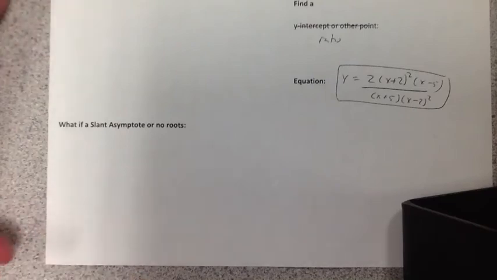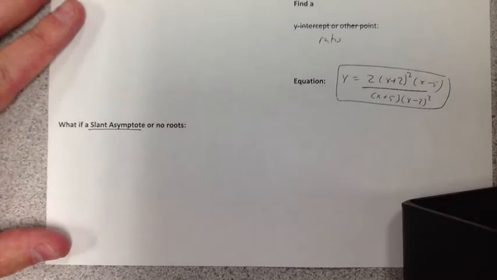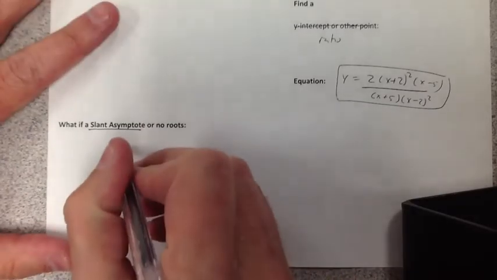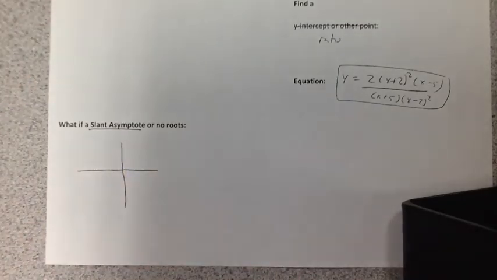Alright, welcome back to part 2. Now, part 2 can take a look at what happens if we have a slant asymptote. Very easy to do these. So let's go ahead and draw something, okay? Let's draw something with a slant asymptote.